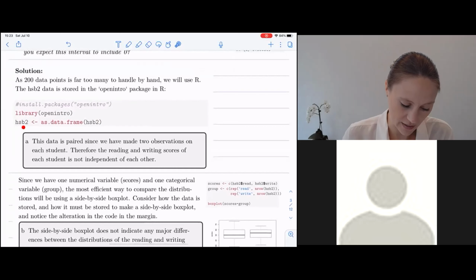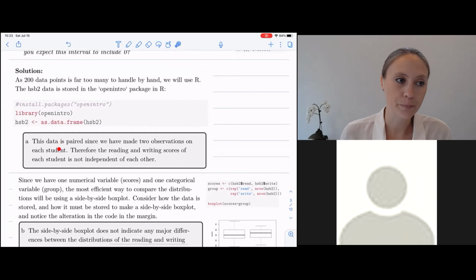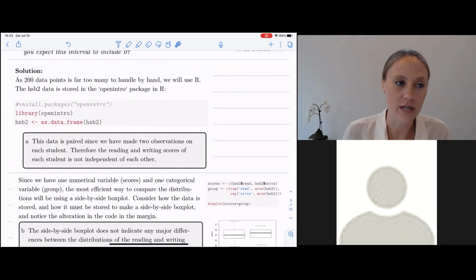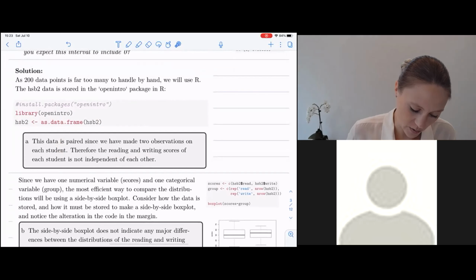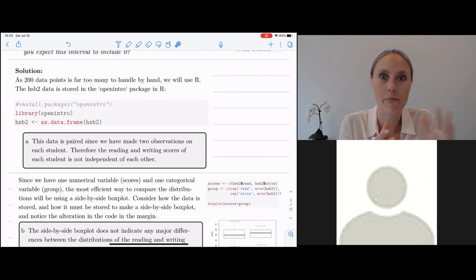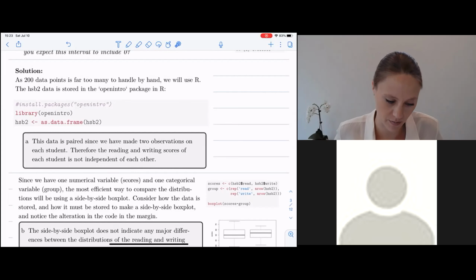So this data set, the high school and beyond data set, is stored in the Open Intro package. Like I said, this data is paired because we have the same student writing the reading test as well as the writing test, right? And so the reading and the writing scores of each student is not independent of each other, and that's why we have paired data, right? And so that's step one, is figuring out what kind of data do I have here, and then that'll put you on the right path to how do you analyze this data.